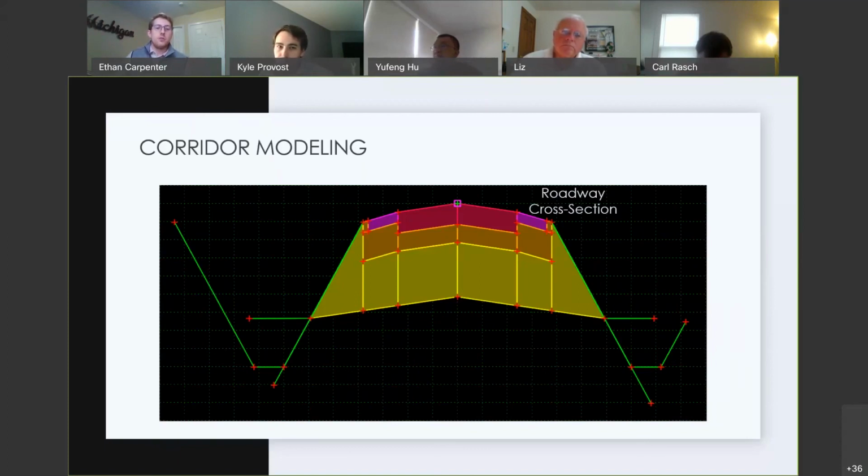GeoPack allows users to model the proposed roadway through the creation of cross-sectional templates, which you can view in this current slide. This three-dimensional modeler then creates the roadway by using a template to display the lines which will make up the proposed corridor.